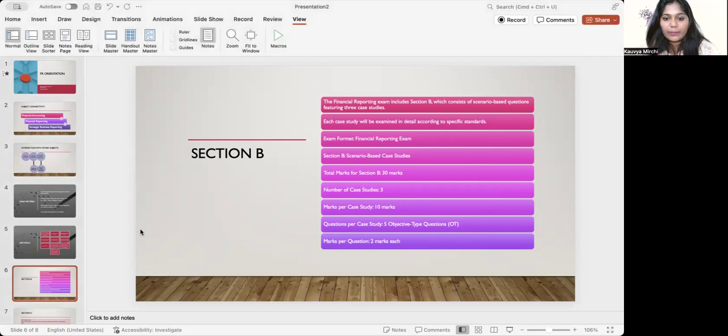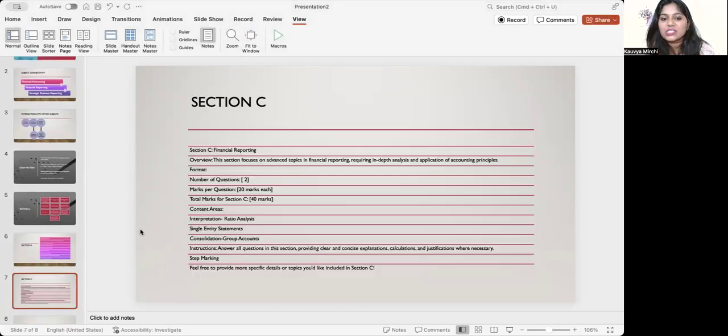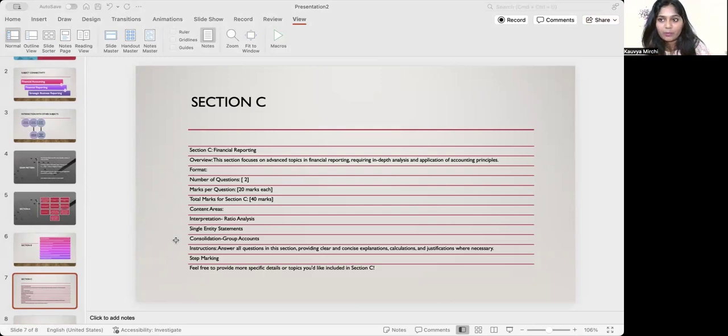So now the major point is we would move to the section C. Most of the students have the mindset of section C being very difficult. But I have come across in my entire ACCA journey, especially in skill level, section C is the easiest section that you can ever encounter. Why? See, this section focuses on advanced topics in your financial reporting. So, of course, you need more in-depth analysis and application of all the standards that you read in FR.